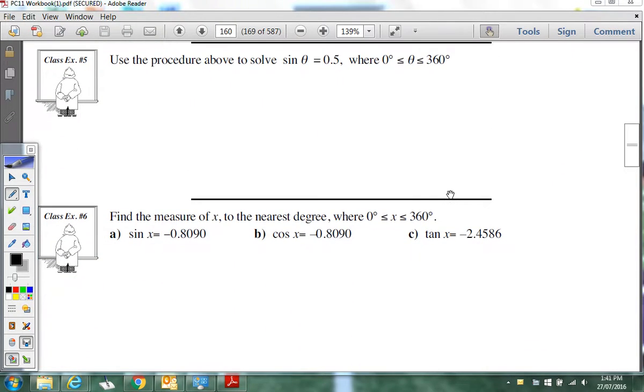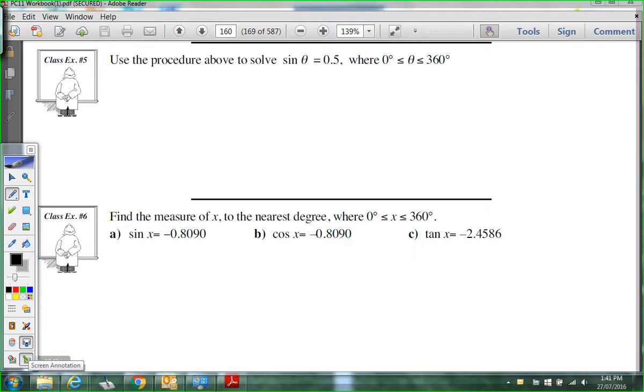So, here we go. Use the procedure above to solve sine theta equals 0.5. All I'm going to do is take inverse sine of both sides. So theta, which I'm solving for, is sine inverse of 0.5, and this is your domain: it has to be between 0 and 360. When we do that, you're going to get 30. Now that is your reference angle.